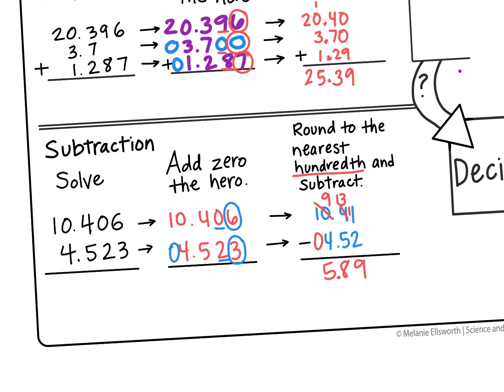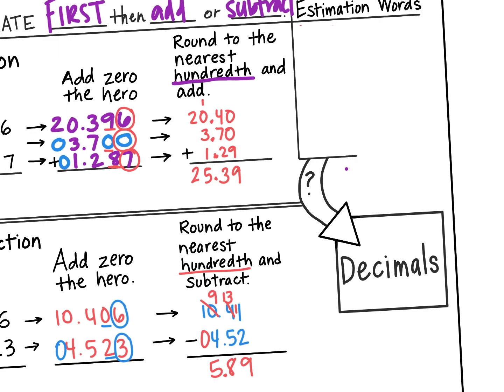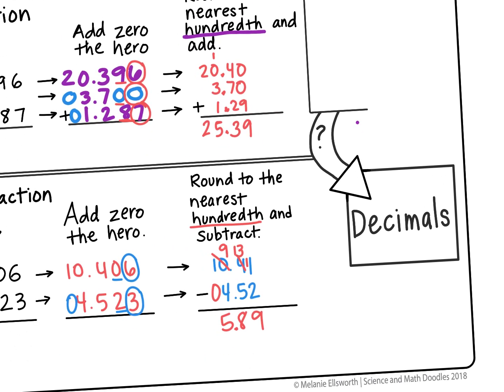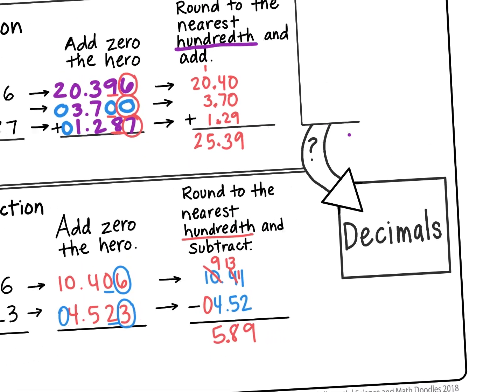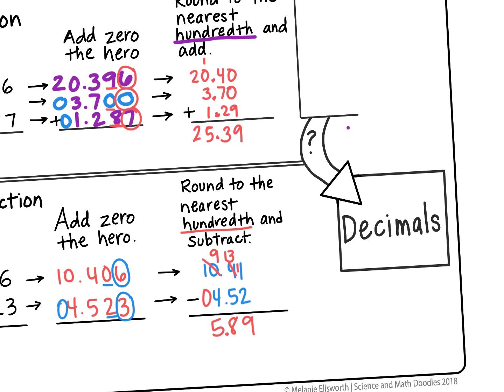Okay, a couple of key words. Super important. I lost it because whenever I borrowed it, I lost that 1 because this had to become a 10, which became a 9. Okay, good question.